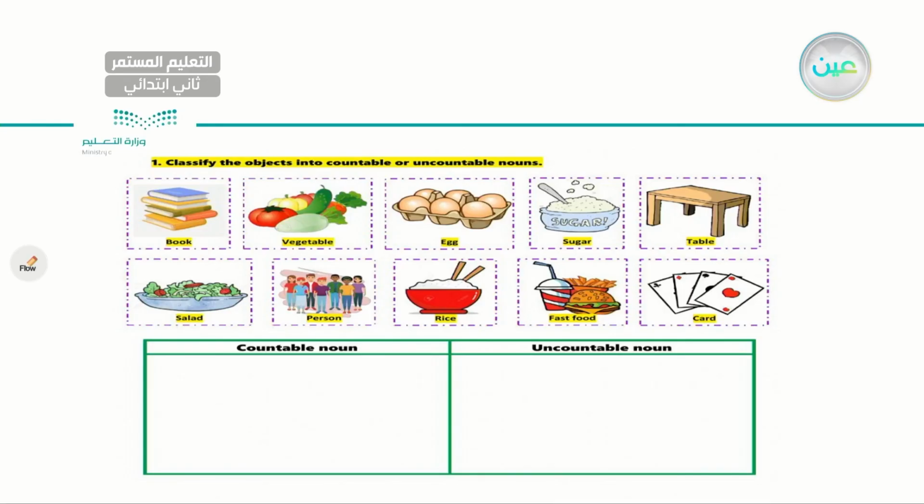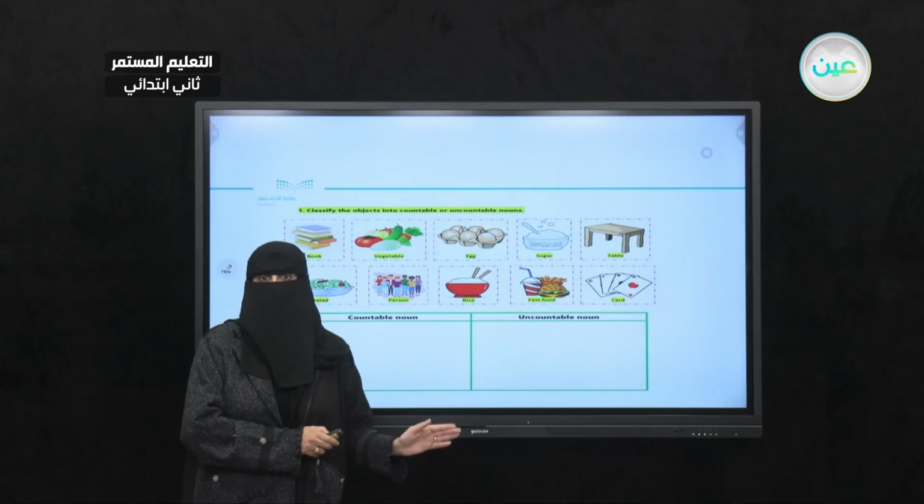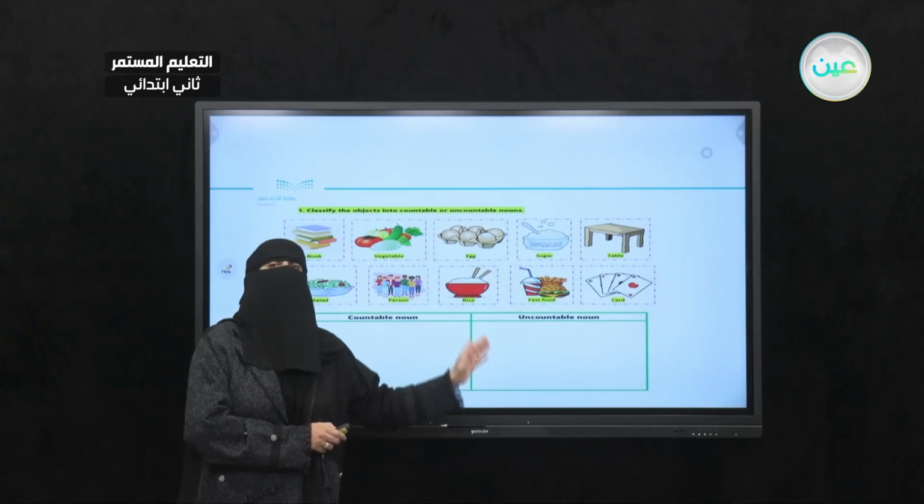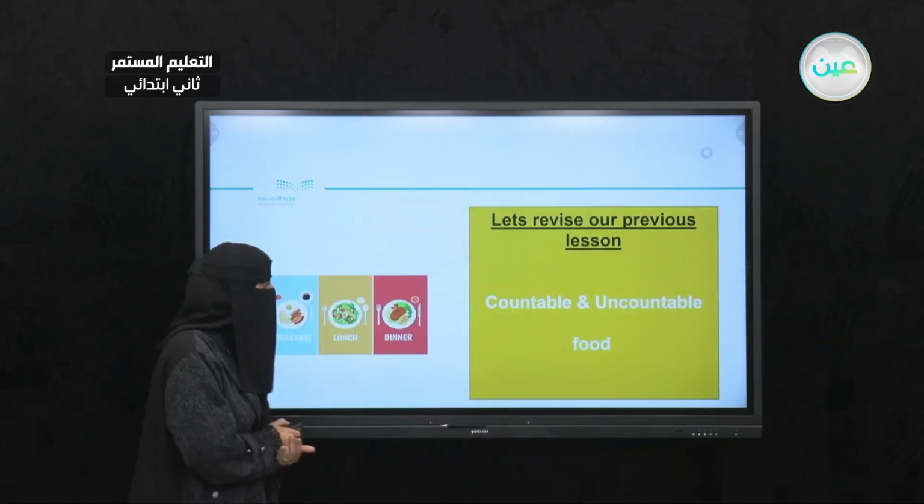some healthy options. So, as you can see here, classify the objects into countable and non-countable nouns. I have about 10 items, 10 different pictures, and I have countable and non-countable. We will not be doing this. We will leave it as your homework for the next lesson.